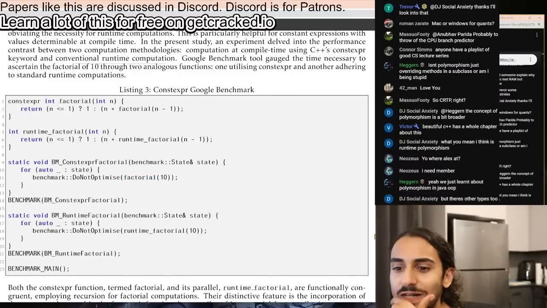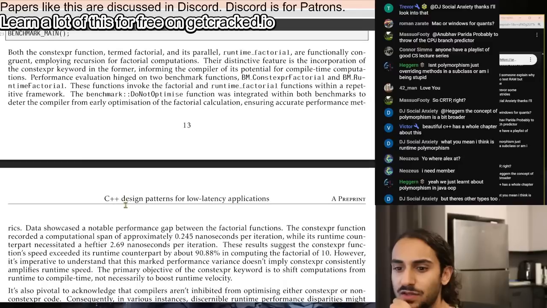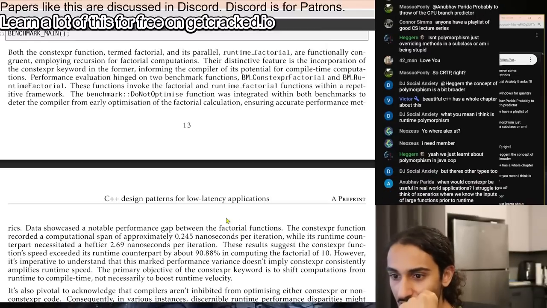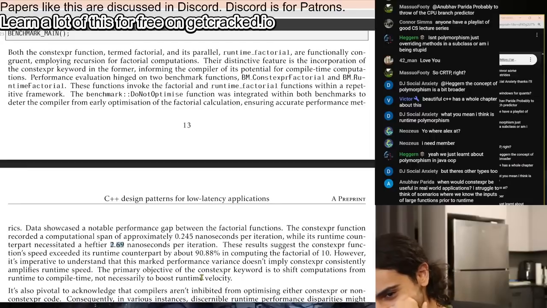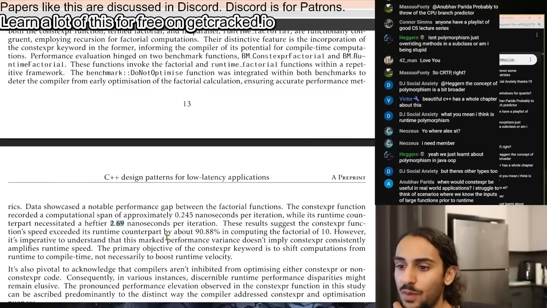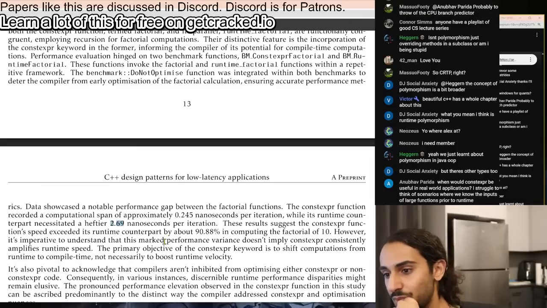Both concepts, let's see here the results. Data showcase a notable performance gap between the factorial functions. The constexpr function recorded a computational span of approximately 0.245 nanoseconds per iteration, while the runtime was more than 11 times more per iteration. These results suggest that constexpr function speed execution exceeds its runtime counterpart by 90.88%. However, it's imperative to mark that this performance variance doesn't imply constexpr consistently amplified runtime speed. The primary objective of the constexpr keyword is to shift computations from runtime to compile time, not necessarily boost runtime velocity.